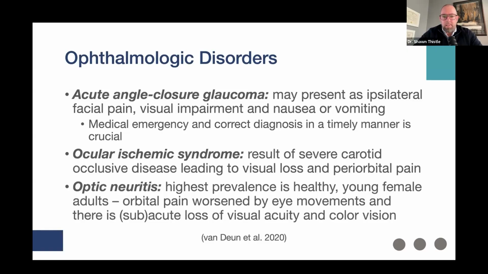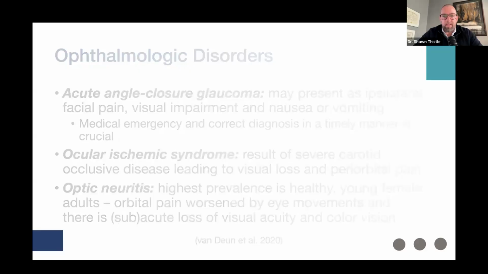And then optic neuritis. The highest prevalence of this condition is in young, healthy female adults. This is orbital pain worsened by eye movements. So they will be very, very sensitive in and around their eye when they're moving their eye. And there is subacute or acute loss of visual acuity and color vision. Again, when anything is going wrong with the eyes or the vision acutely on anybody that they're not very aware of what it is or they've had it before, they are being sent to the emergency room out of my clinic at least.